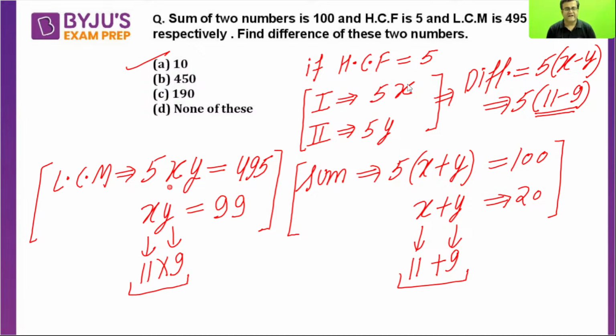The LCM is 5 times x into y, which is 495, so xy will be 99. So two values x and y: the sum is 20 and the product is 99. So the numbers will be 11 and 9, since 11 nines are 99, and 11 plus 9 is 20.